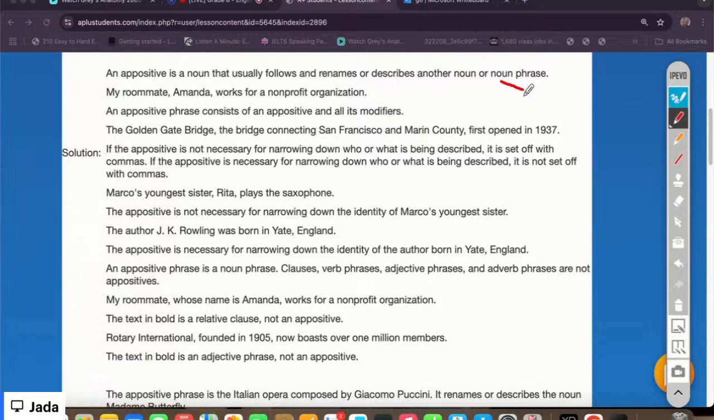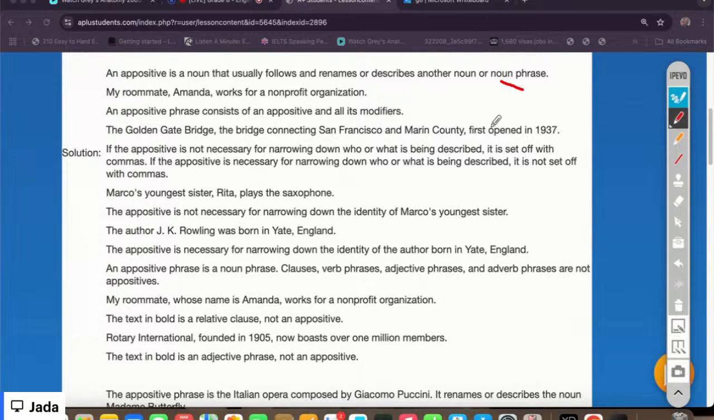An appositive phrase consists of an appositive and its modifiers. The Golden Gate Bridge, the bridge connecting San Francisco and Marin County, first opened in 1937. Now, if the appositive is not necessary for narrowing down who or what is being described, it is set off with commas. If the appositive is necessary for narrowing down who is being described, it is not set off with commas.